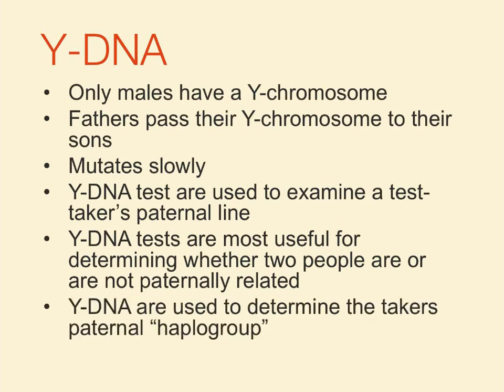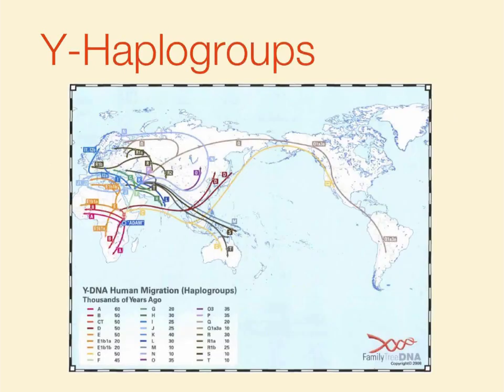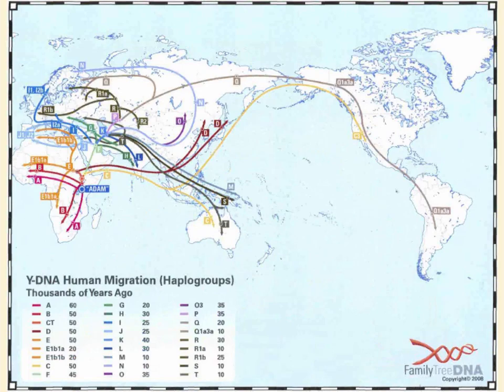And then Y DNA tests are also used to determine the test taker's what's called a haplogroup. Haplogroups are a kind of deep ethnicity, sort of a mix between ethnography and ancient demography, that talk about where historically these demographers think your particular Y DNA developed and migrated from. Here's a more in-depth picture.